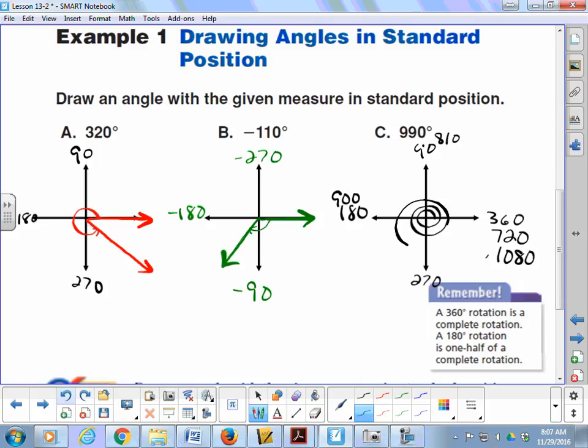Right? So it's going to go to here. So we have our initial side, and then our terminal side is going to be the negative y-axis, to get to positive 990 degrees. Right. So I'm showing these, it might help you if you keep labeling them as you go around, just to show where they're at.